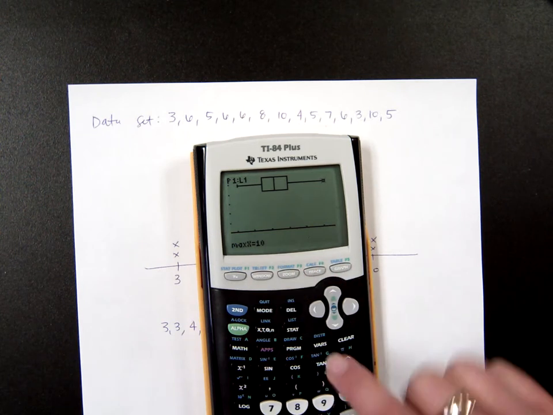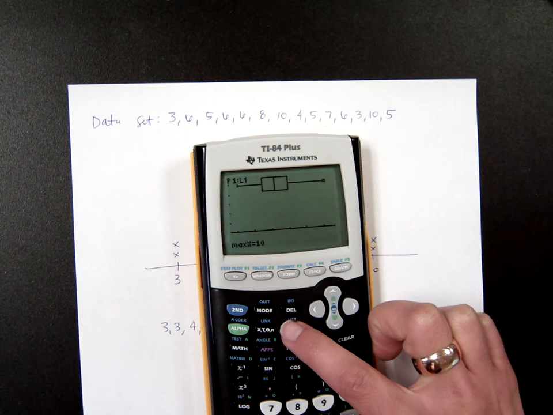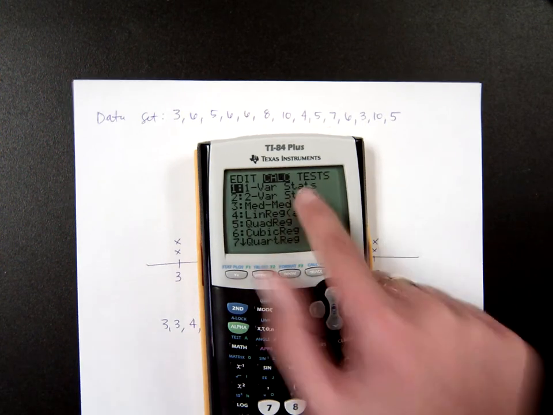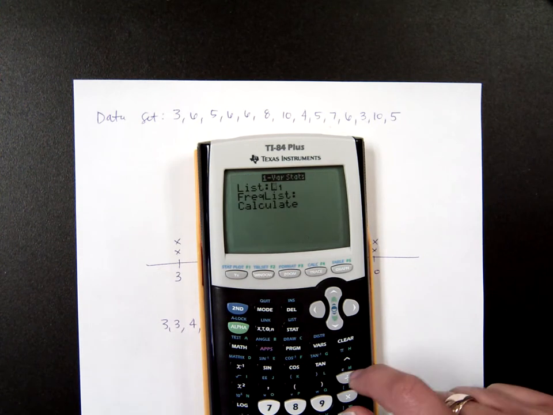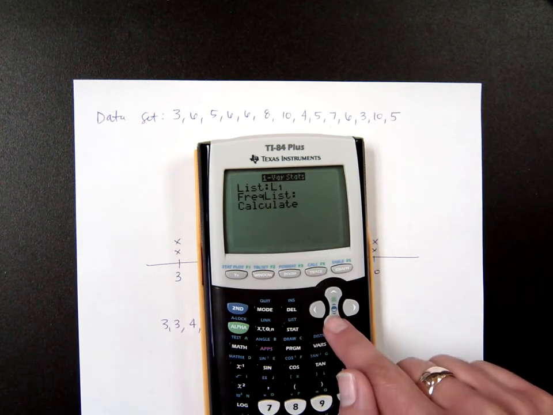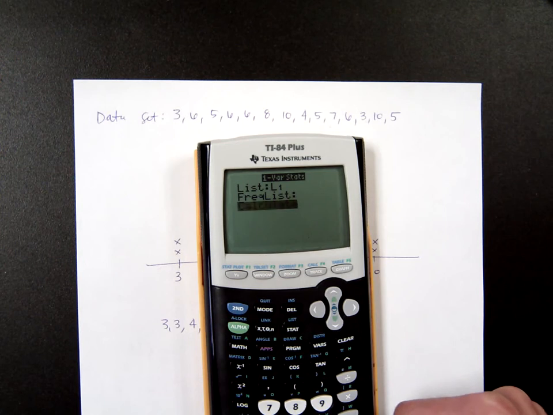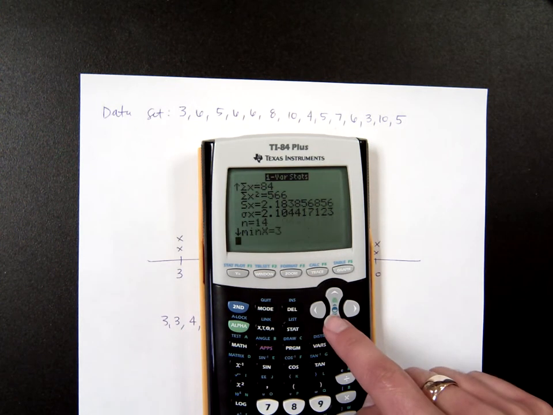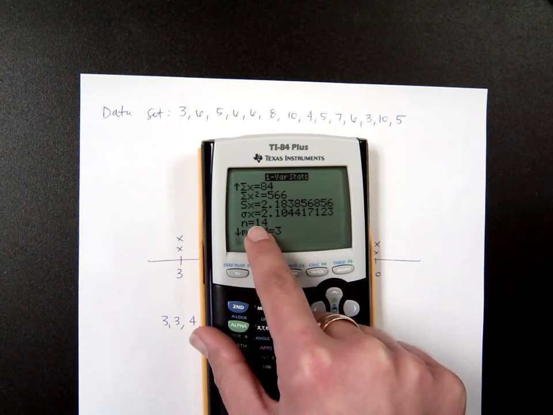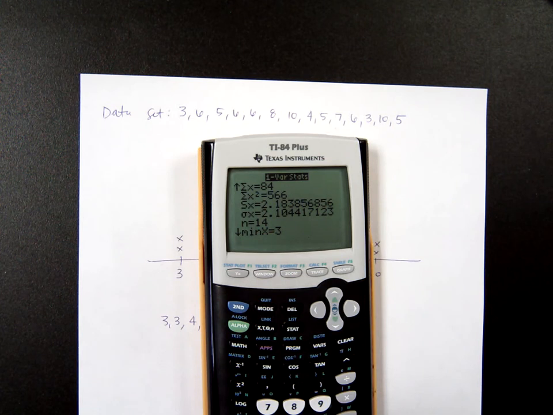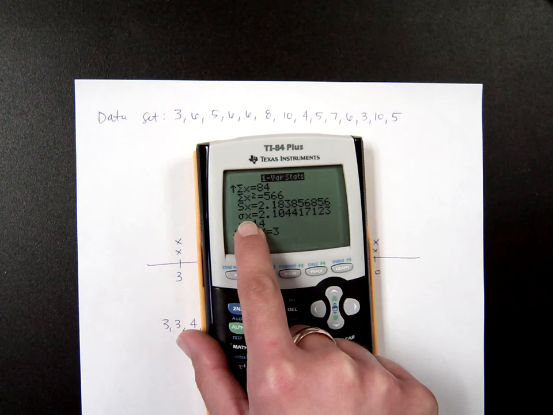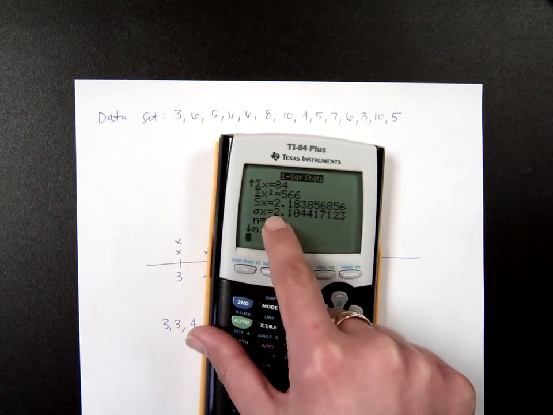Okay, the one last thing you can do is you can go to stat, calc. Number 1 is one variable stats. Our stuff is in L1, so go ahead and go down to calculate. X bar is your mean, that's your average. Okay, SX and this one right here are your standard deviations.